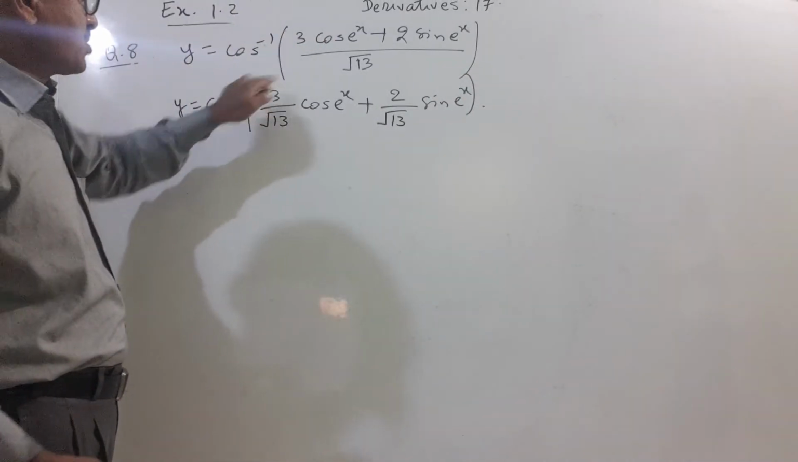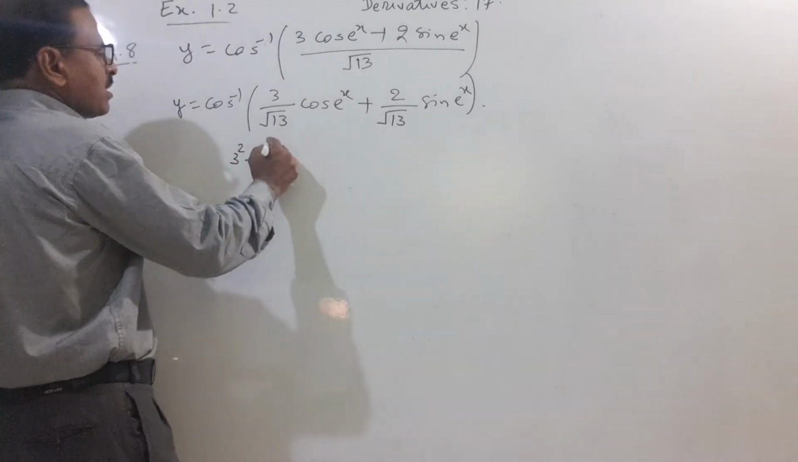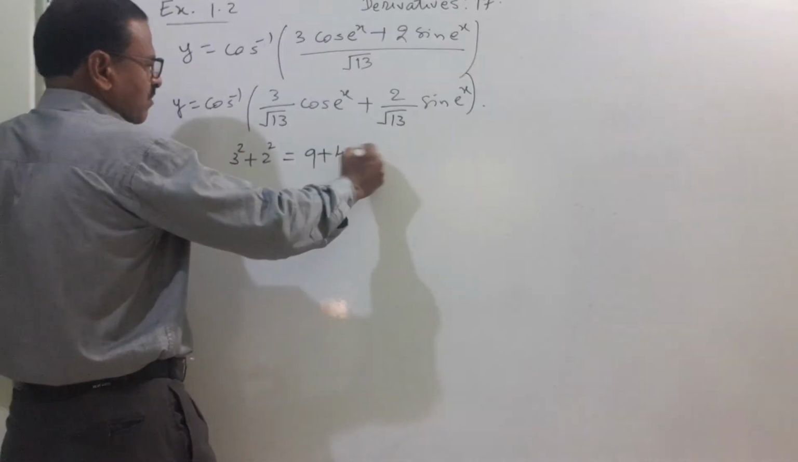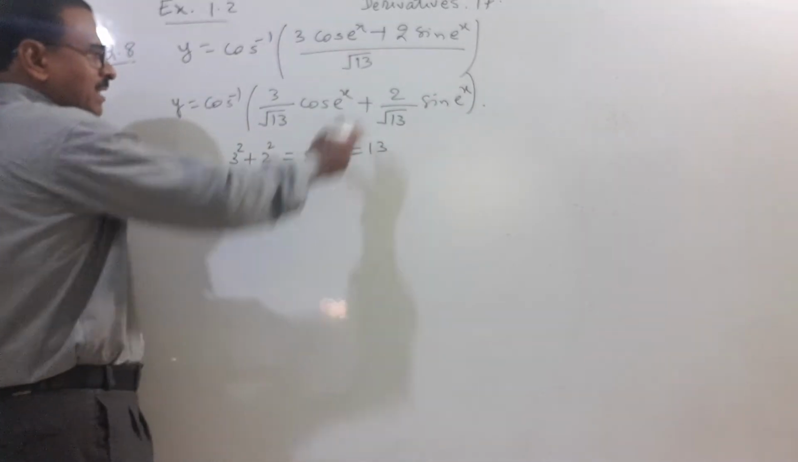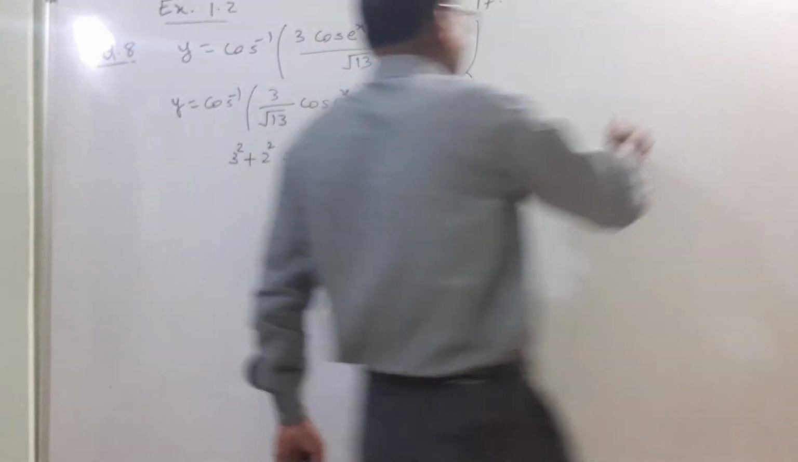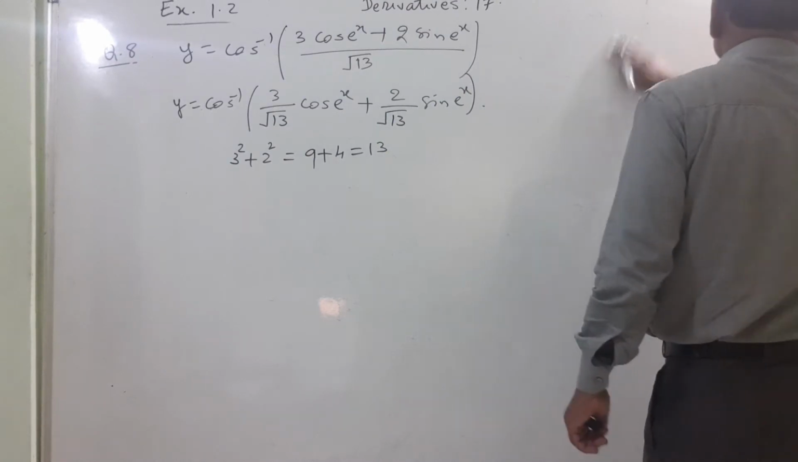See this, 3 square plus 2 square is equal to 9 plus 4, which is equal to 13. And root 13 square will be 13. So these are the sides of the right angle triangle. I will check it.